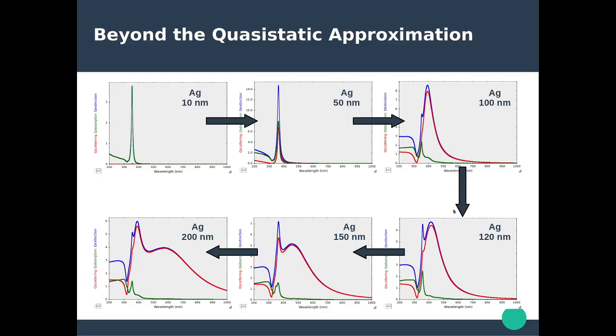If you further increase the size, you have more broadening. So you see that the dipole is basically dying out because of so much broadening. So there's so much radiation damping that basically this mode is very short-lived. You see that the quadrupole is increasing in intensity, and then when you increase to very large sizes, you have those additional modes. So now you have the dipole, the quadrupole, and other modes like hexapoles.